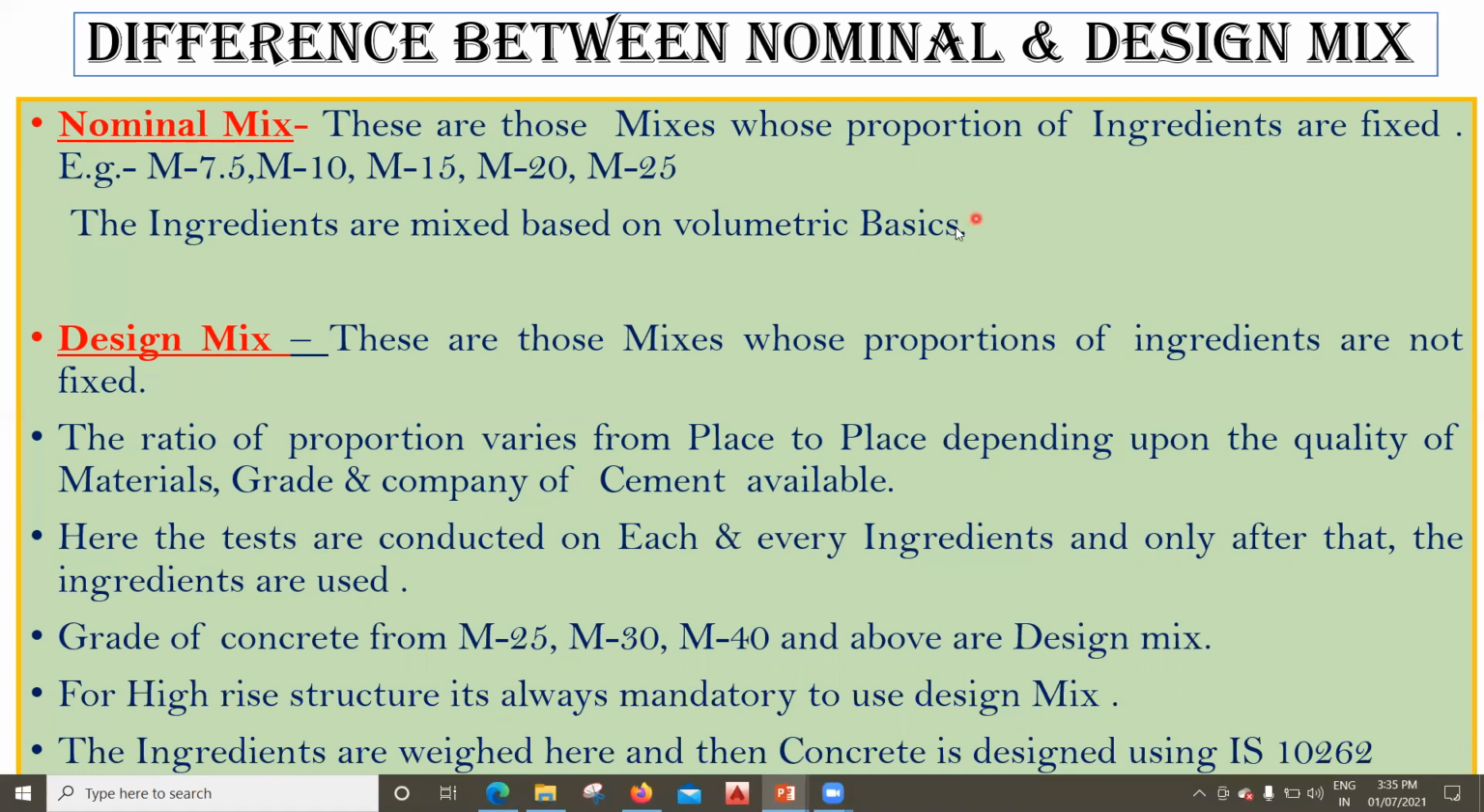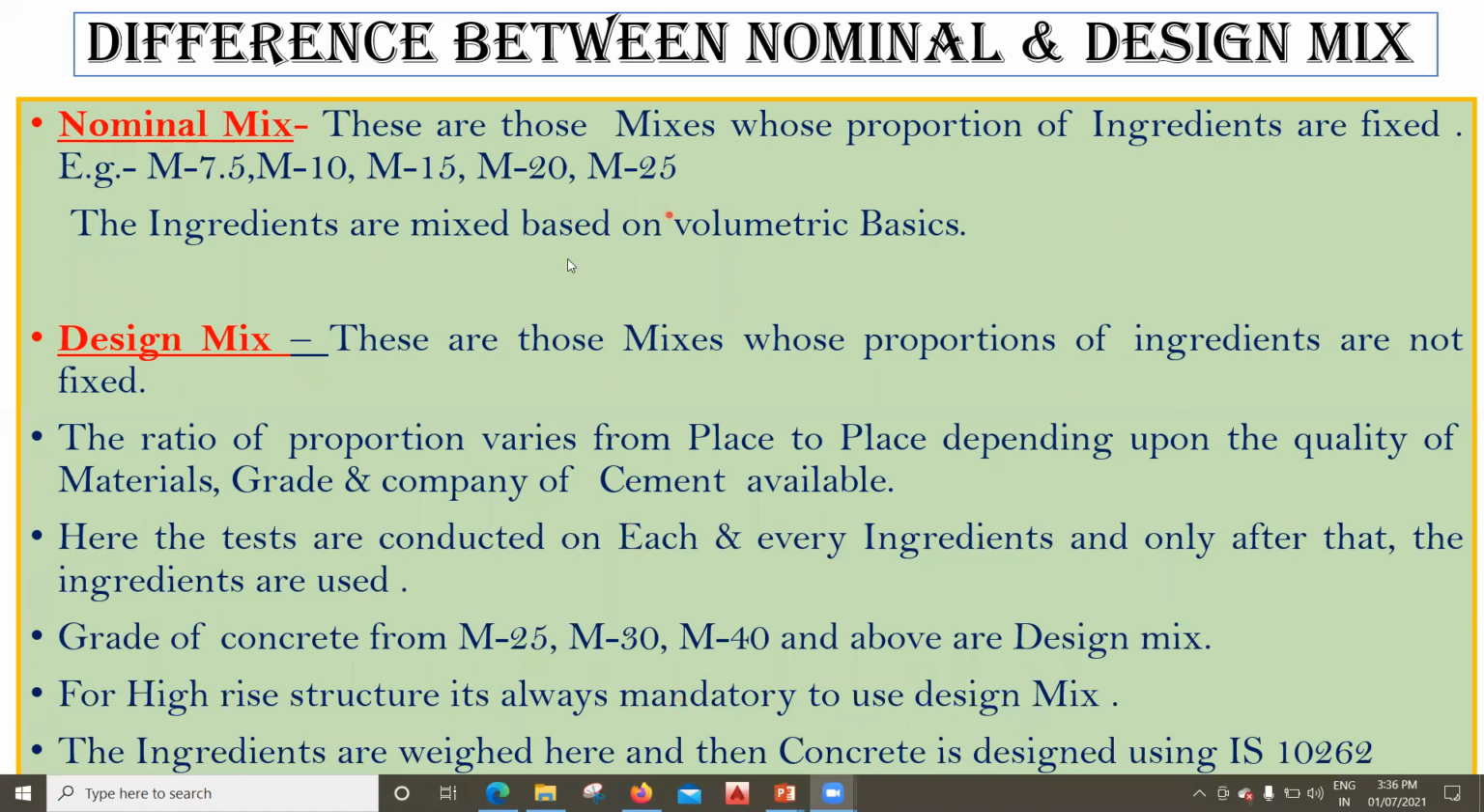Here it was volume batching, but when it comes to design mix, we always do weigh batching, right? Why we do weigh batching is that when I say 1 kg of cement, if I'm in Bangalore, you are going to take 1 kg of cement. If you're in Delhi and if I say you to take 1 kg of cement, you'll be taking 1 kg, right? So it is weigh batching.